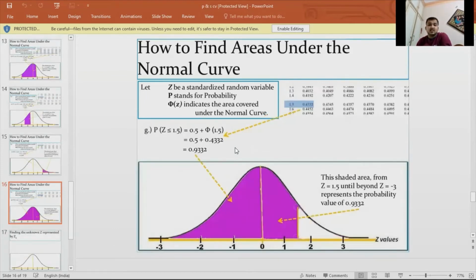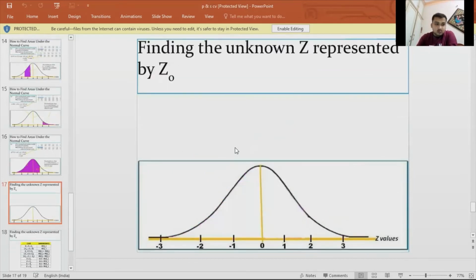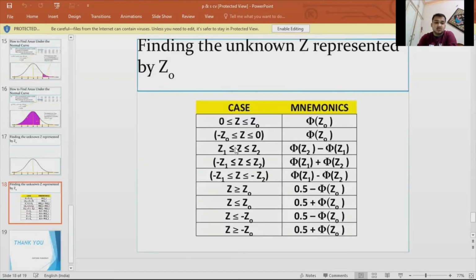How to find areas under the normal curve? Finding the unknown z represented by z0. How to find z in case z0 is given?